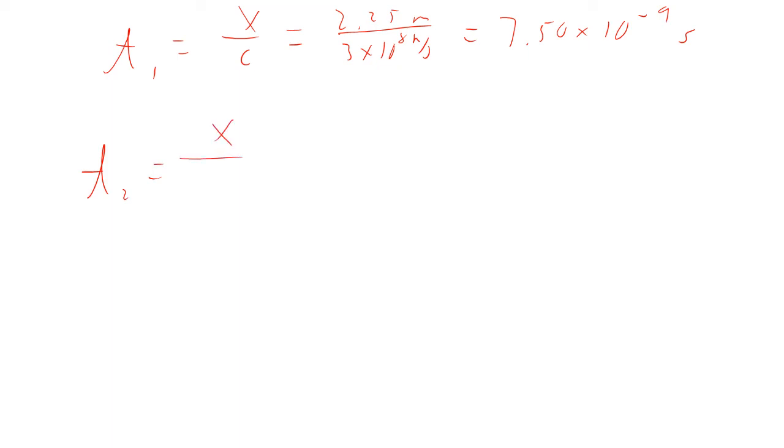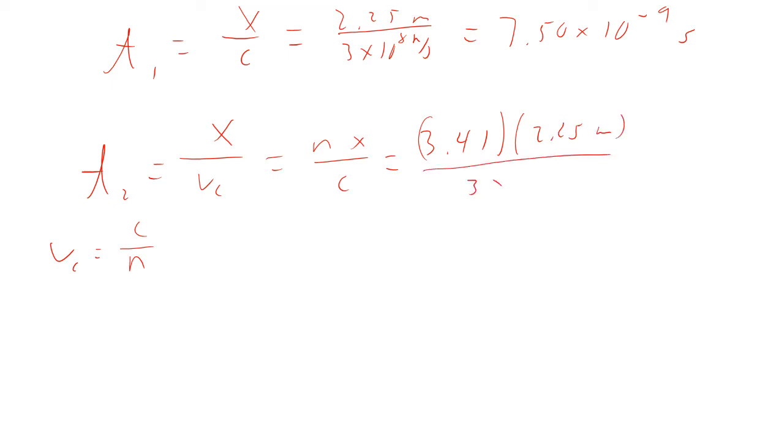T2 is x divided by the speed of light in the material. Well, the speed of light in the material, we know, is the speed of light divided by the index of refraction of the material. So that's going to be nx over c. That's equal to 3.41, the index of refraction of the material, times 2.25 meters divided by 3 times 10 to the 8th meters per second. And so T2 is going to be equal to 2.56 times 10 to the minus 8 seconds.